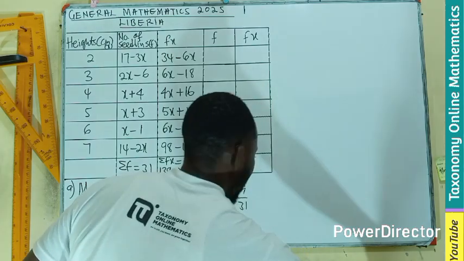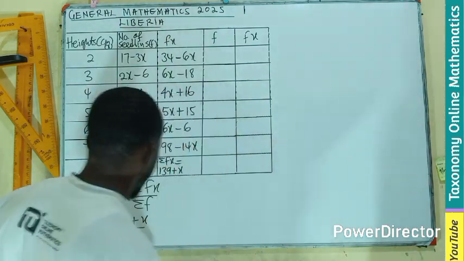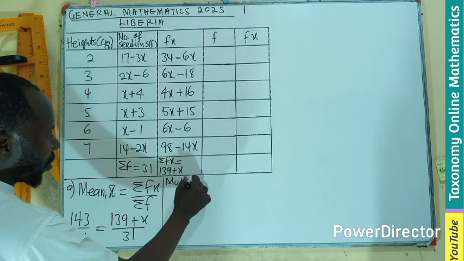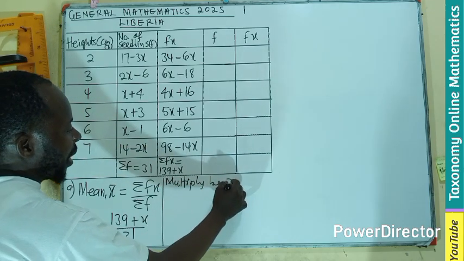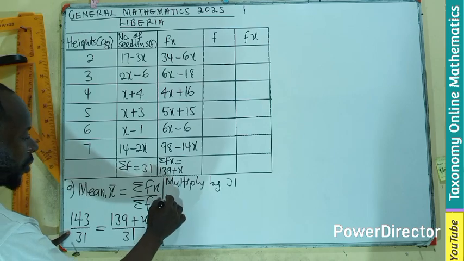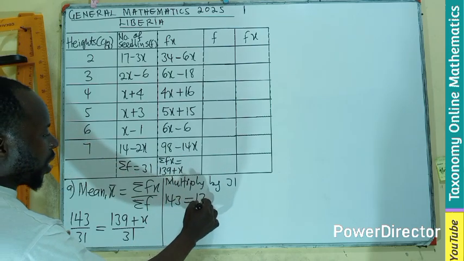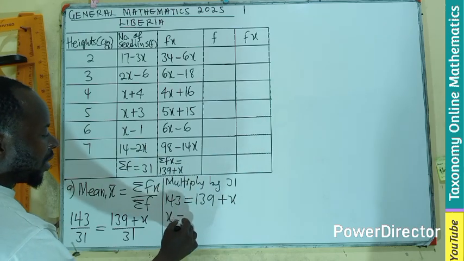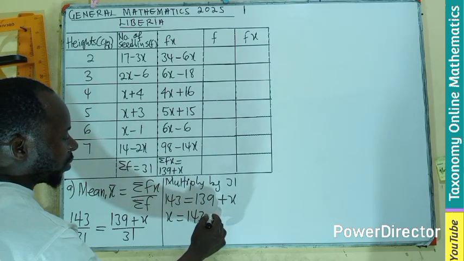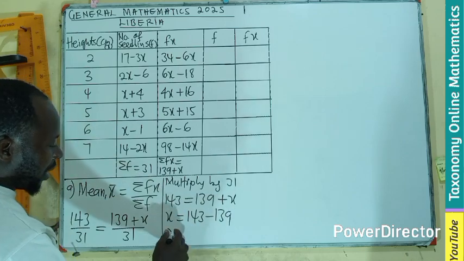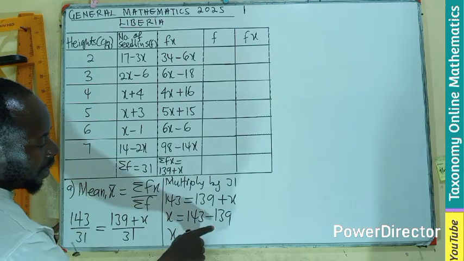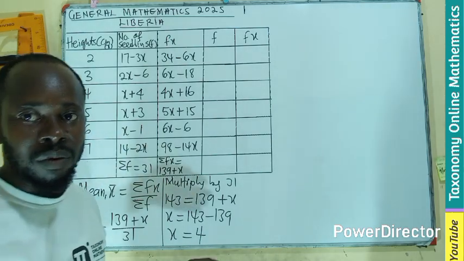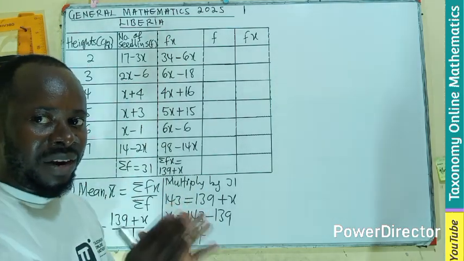So we multiply both sides by that 31. It will cancel, remaining 143 equals 139 plus x. I can maintain the x there and have 143 minus 139. And I'm sure x is going to be, if I add 4 to this, I'll get that. So the value of x is going to be 4. That is the first part of the question, find the value of x.